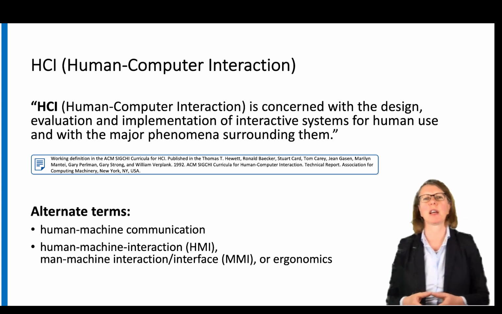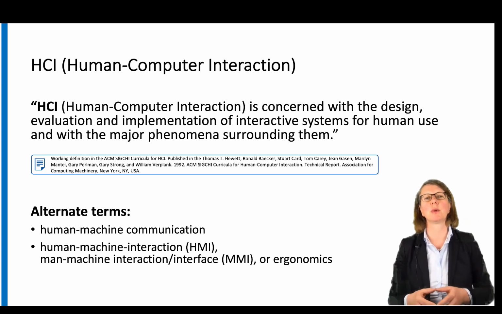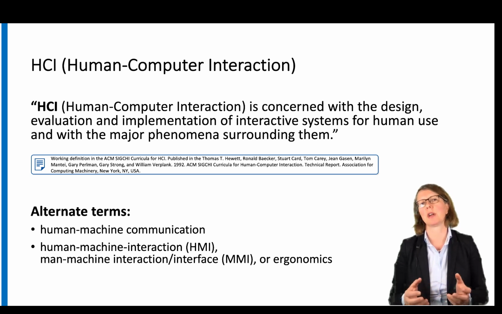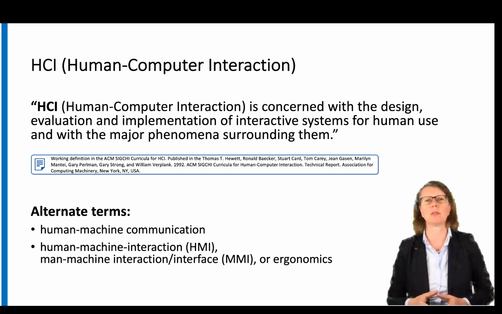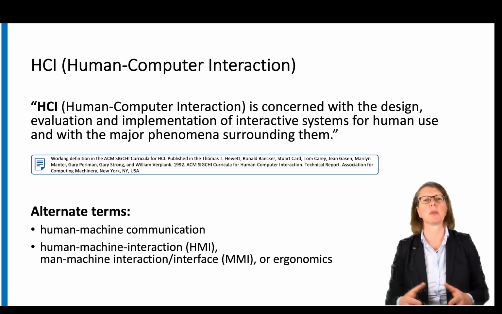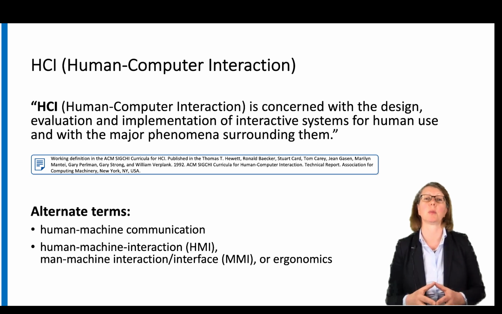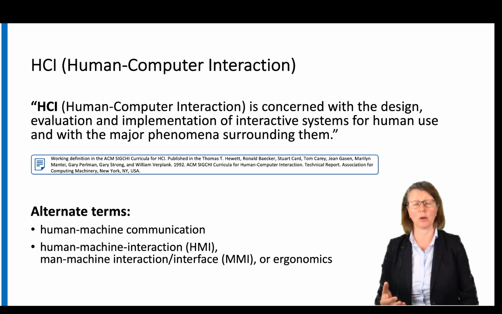Human-computer interaction is concerned with the design, evaluation and implementation of interactive systems for human use and with the major phenomena surrounding them. This early definition goes back to 1992 and comes from this field of HCI. There are alternative terms like human-machine communication, human-machine interaction, man-machine interaction, man-machine interfaces, or ergonomics. You might find them, and they're often used synonymously.